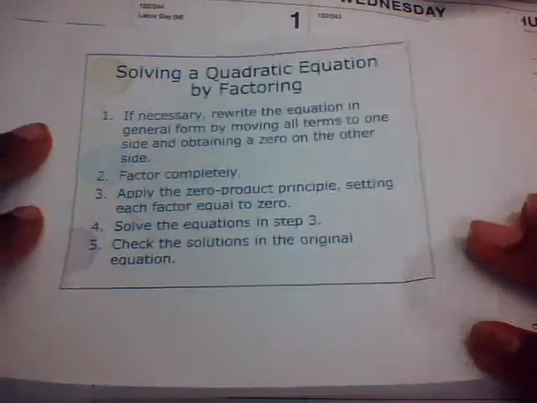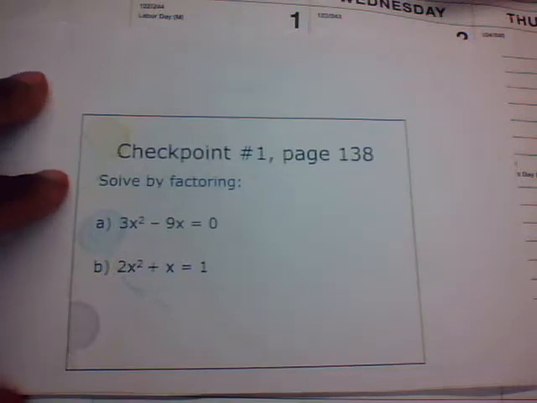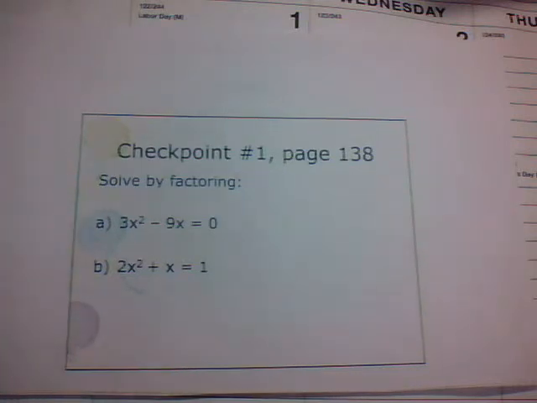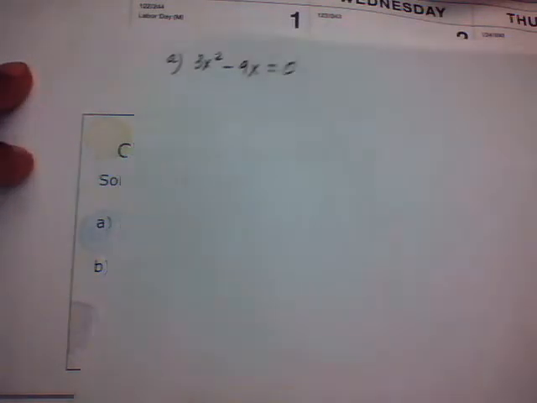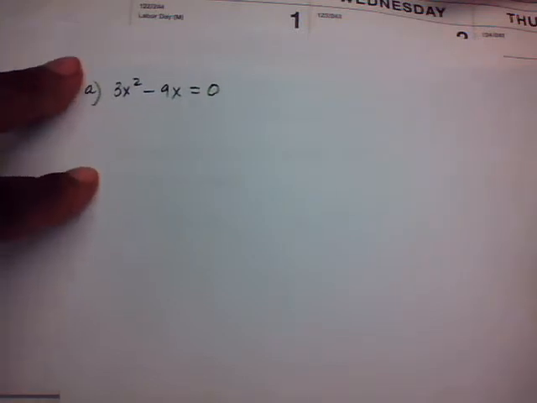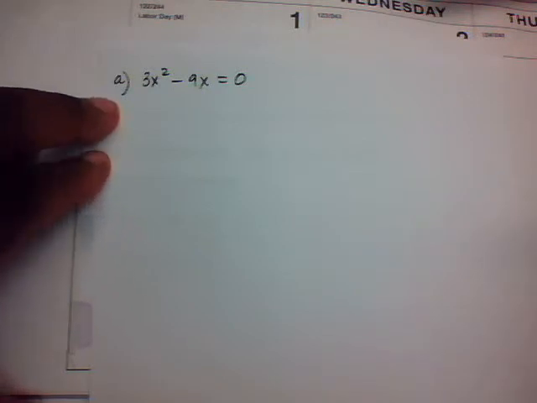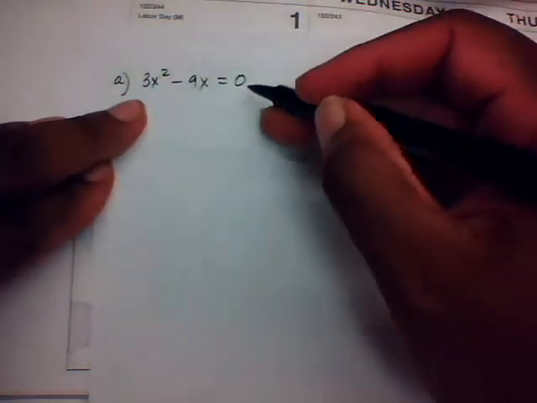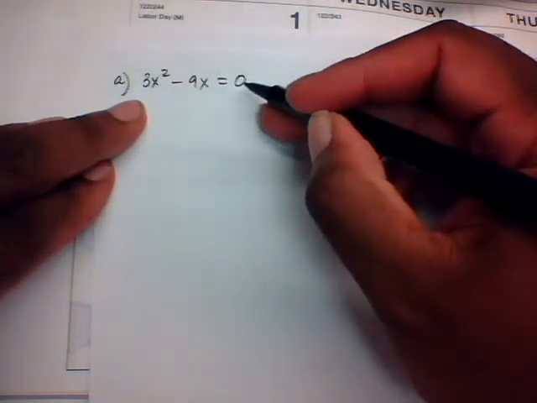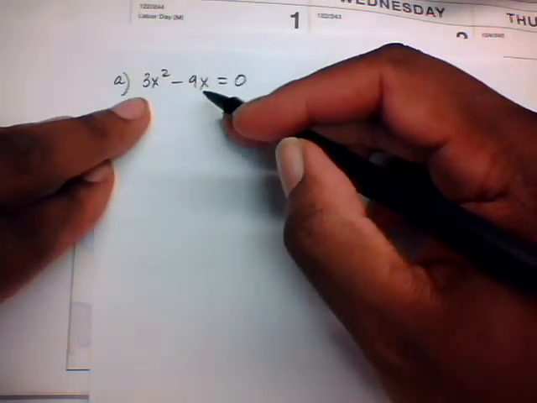And we're going to apply this to this particular problem here. In fact, we have a couple of problems that we're going to look at. In parts A and B, you're going to solve by factoring. And in part A, we have the equation 3x squared minus 9x equal to 0. We're going to solve this by using the method of factoring. Okay, notice that a 0 is on one side of the equation, so we're okay with that. But we need to factor 3x squared minus 9x.